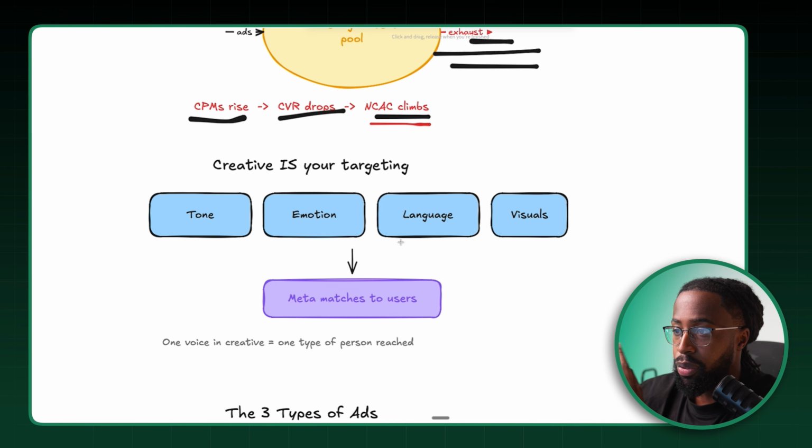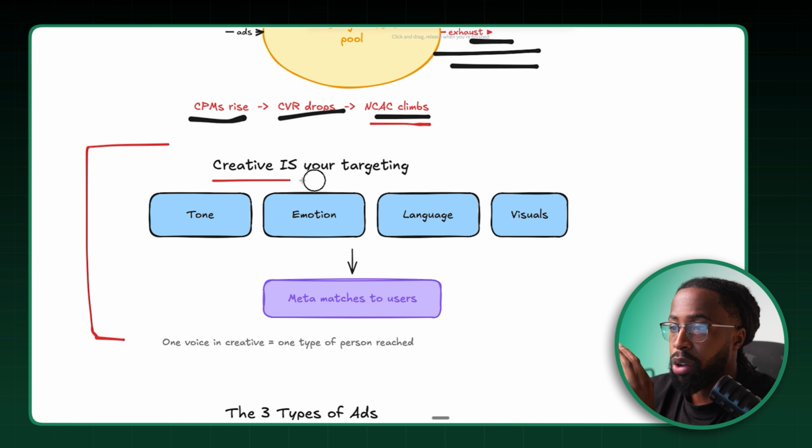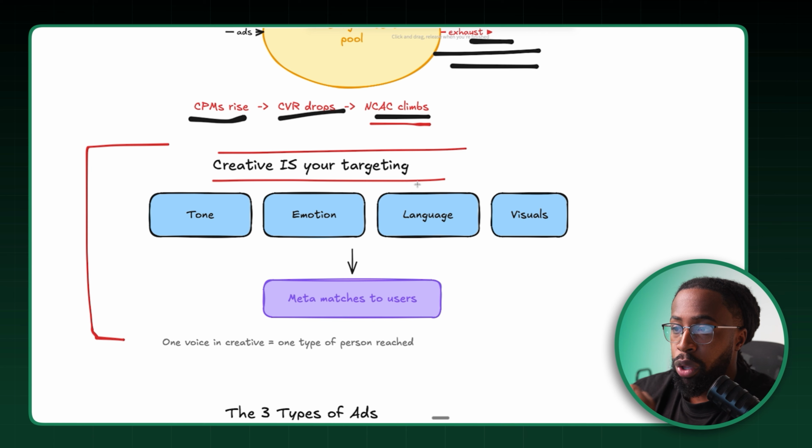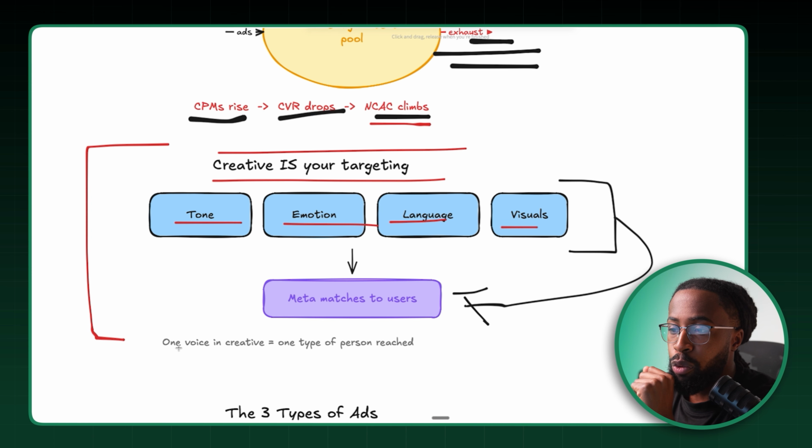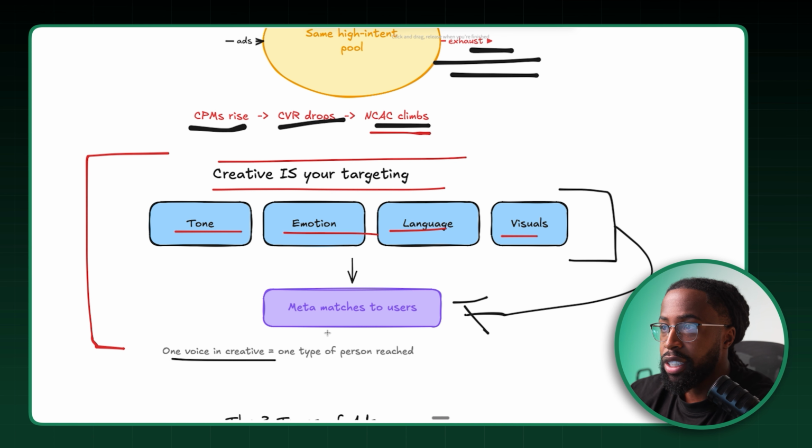So if you're a creative strategist or founder, you already probably know that creative is your targeting right now. This is key. We need to understand this at a fundamental level. So what does that mean? In your creative, what matters is the tone. What matters is the emotion, the language being used, and of course the visuals. And Meta is going to use all of this to match it to the users. So if you have one voice in your creative, you're going to reach one type of person. And this is what happens here.